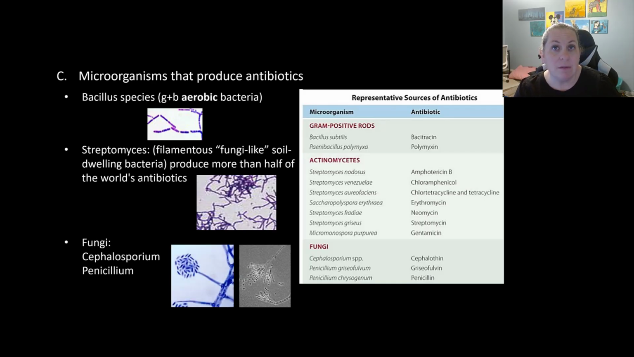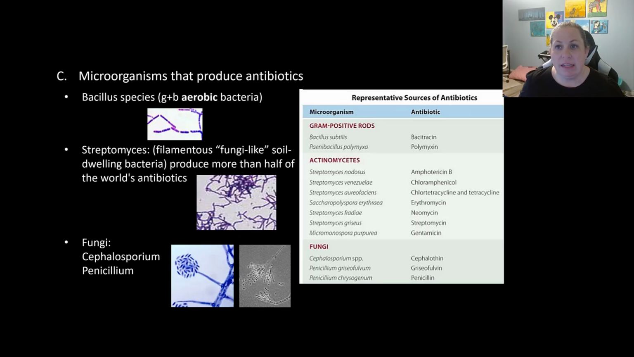Fungus can also help produce some antibiotics. This is where penicillium comes into play. Penicillin comes from a fungus. And so these are also going to be useful in helping inhibit the growth of a lot of different bacteria. These are just some of the groups that are talked about.